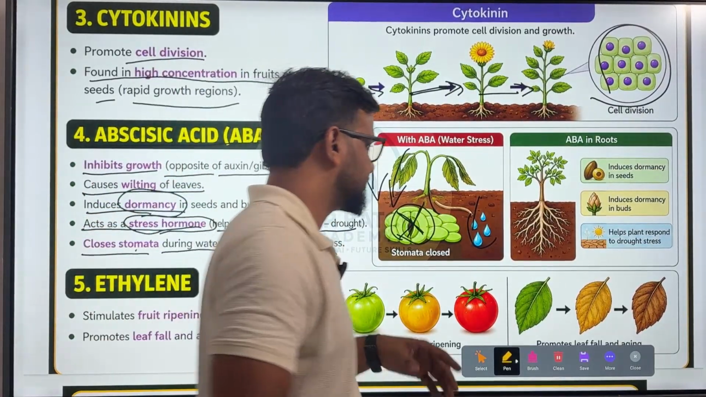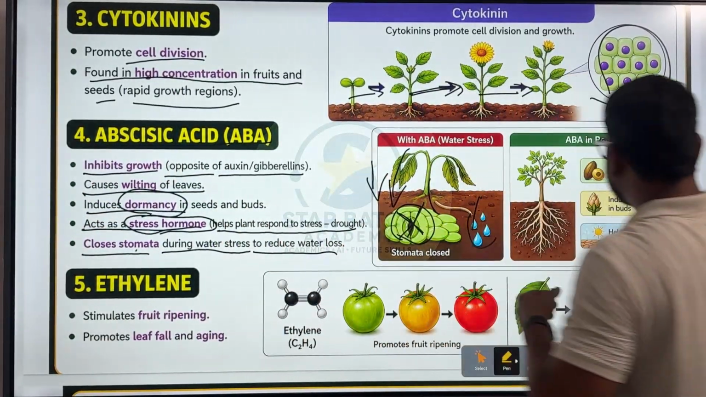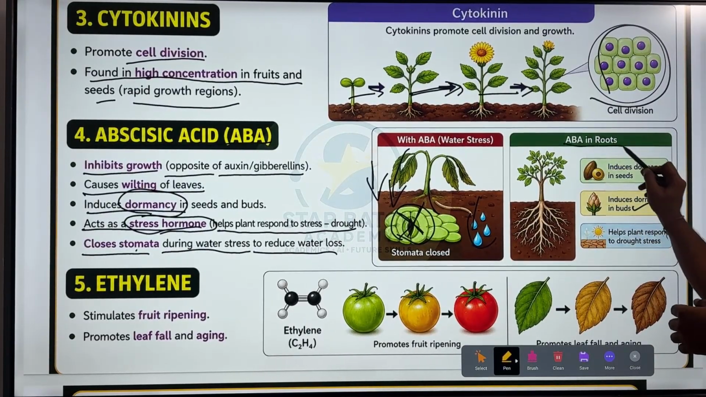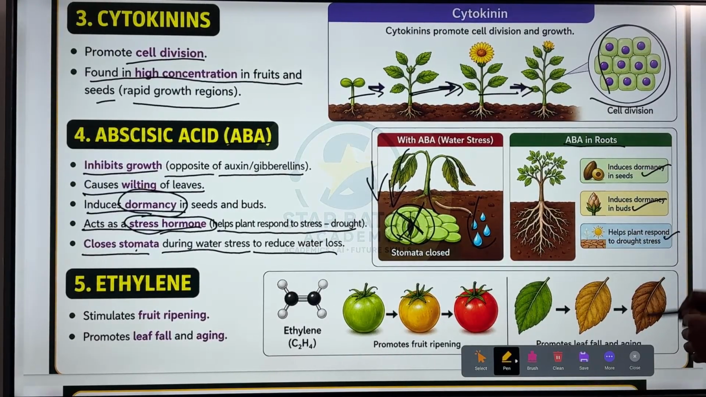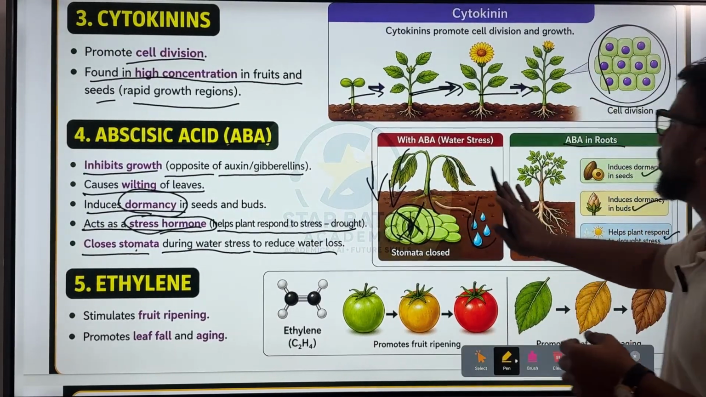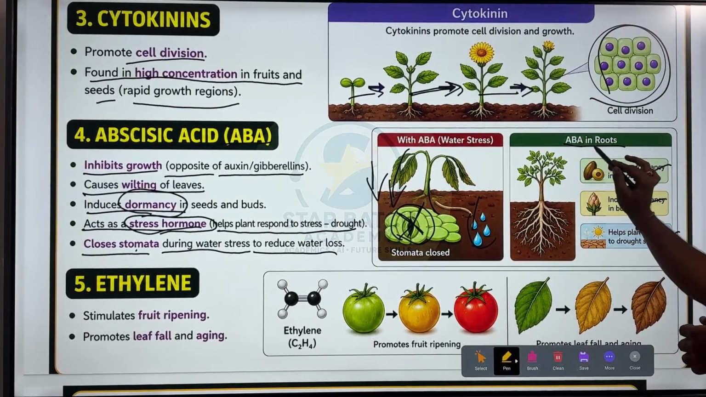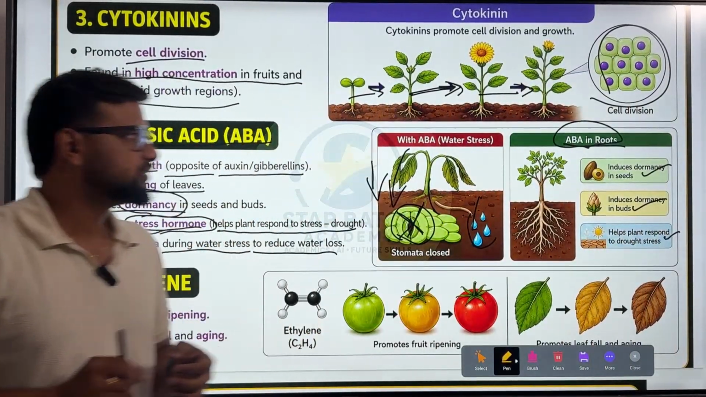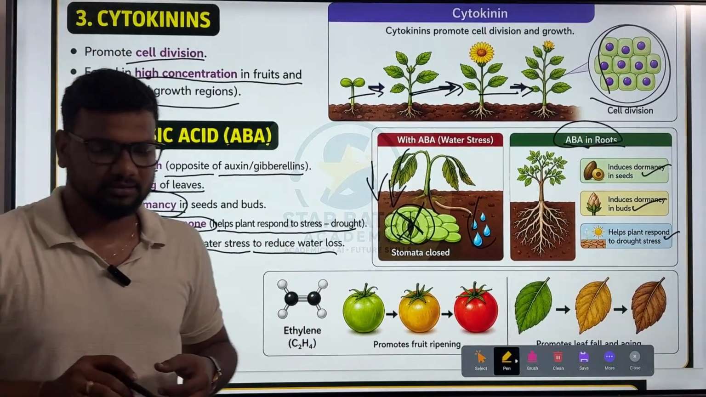Clear? Yes. See, ABA induces dormancy in the seeds and induces dormancy in the buds. ABA in the roots helps the plant respond to the drought stress. Okay, so this is one water stress, and here in the roots with water. Clear? Yes.